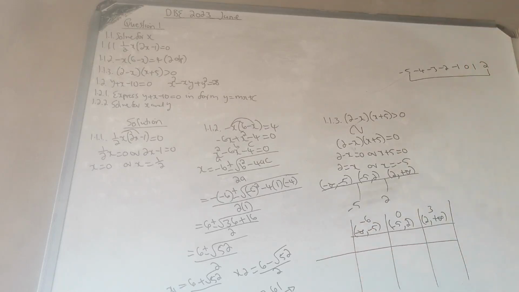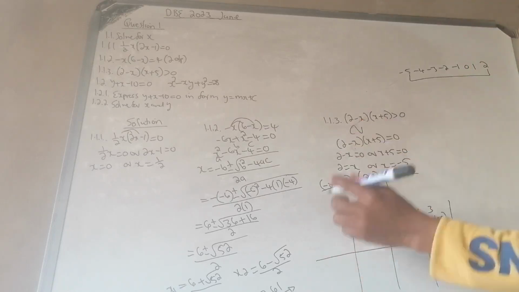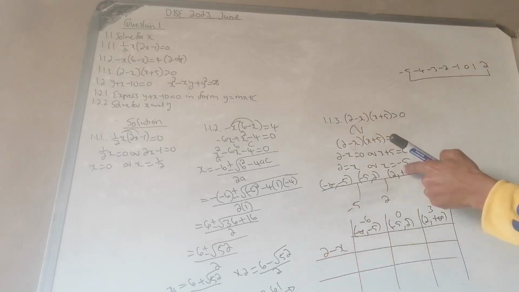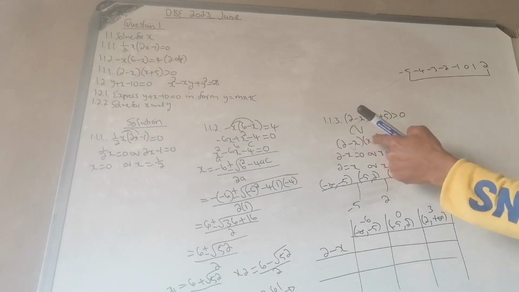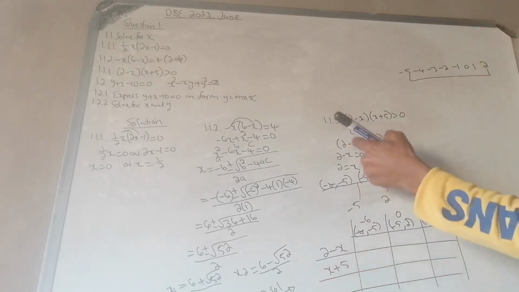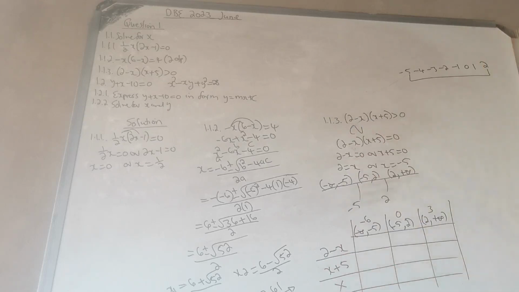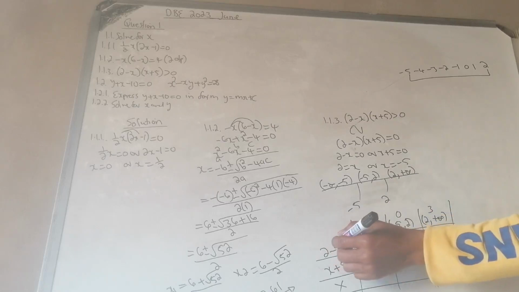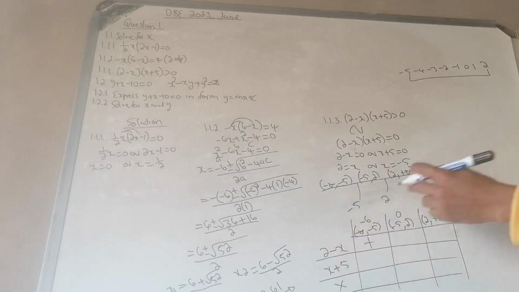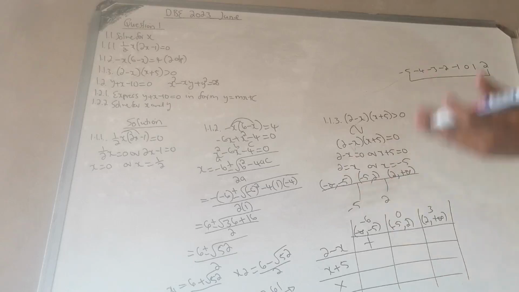Right. And then from here, you will place 2 minus x. You will place your x plus 5. And the product, the multiplication of those two. You will take your minus 6 and substitute. You will say 2 minus into minus 6. That will give you a positive because you will have 2 plus 6, which is 8.